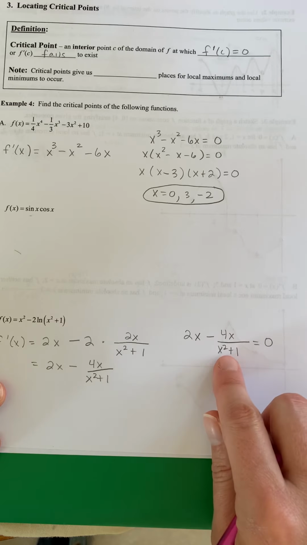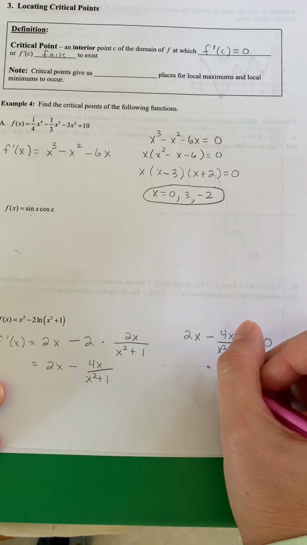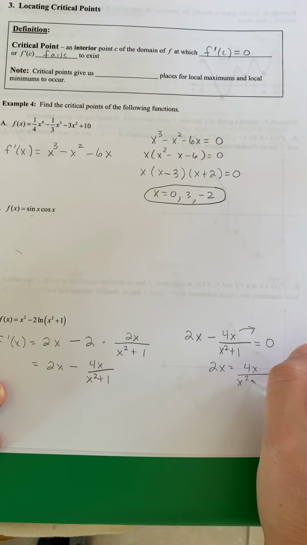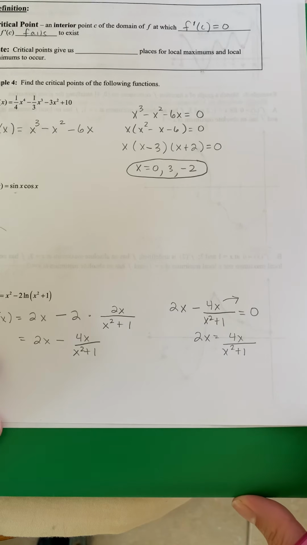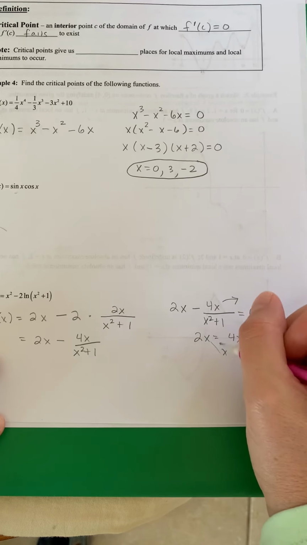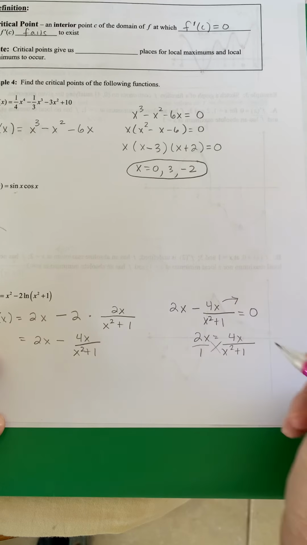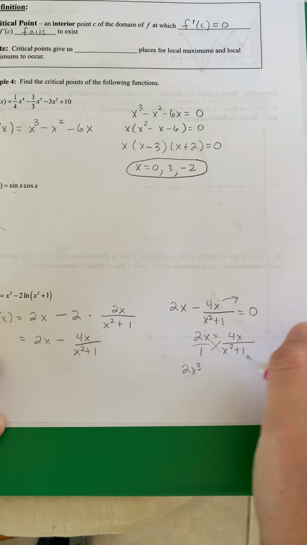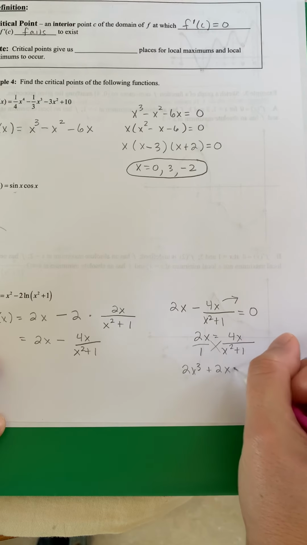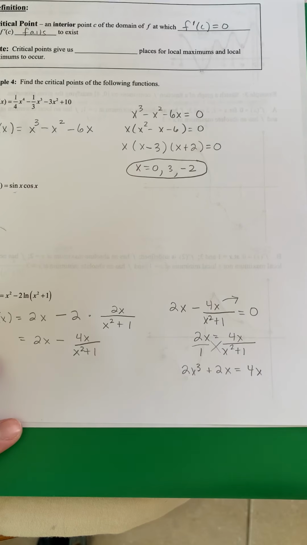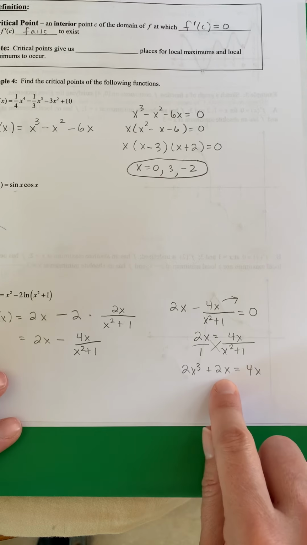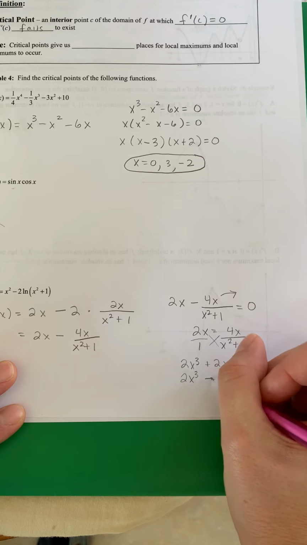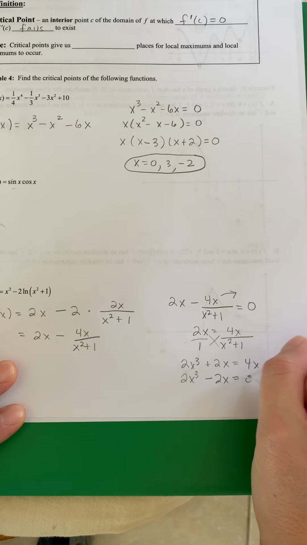Okay, so I'm going to go ahead and kick this on over to the other side. So I get 2x is equal to 4x all over x squared plus 1. Okay, so I'm now going to do a little cross multiplication action here to get rid of the fraction. So when I cross multiply, I'm going to end up with 2x cubed and then plus 2x equal to 4x. Okay, now I want to bring the 4x over and see if there's any factoring I can do. So I have 2x cubed and then minus 2x equal to 0.